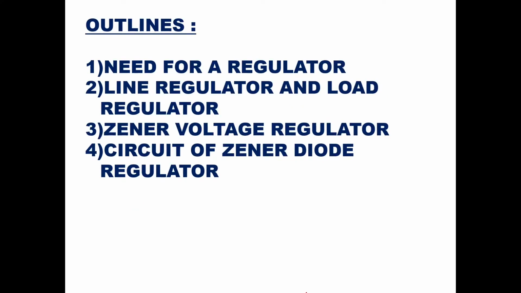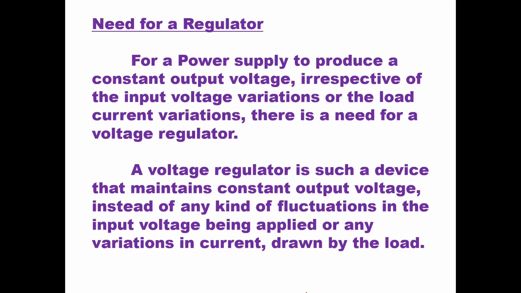The first one is need for a regulator. The second one is line regulator and load regulator definition. The third one is how we are using Zener diode as a voltage regulator. And the fourth one will be the circuit of Zener diode voltage regulator. Okay. So let's start with the reasoning.